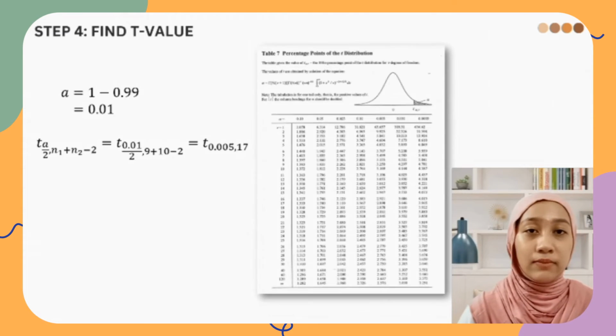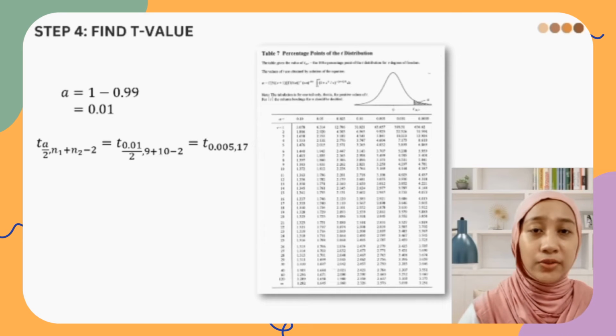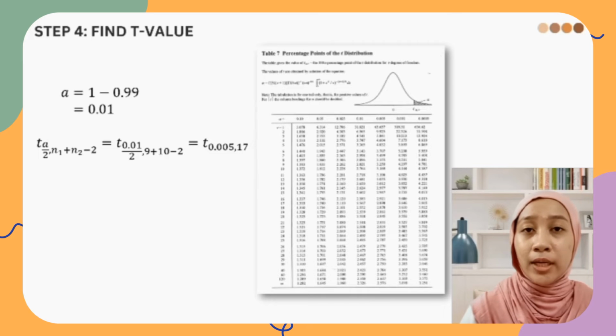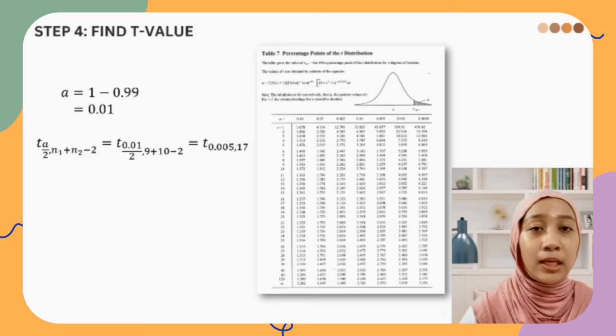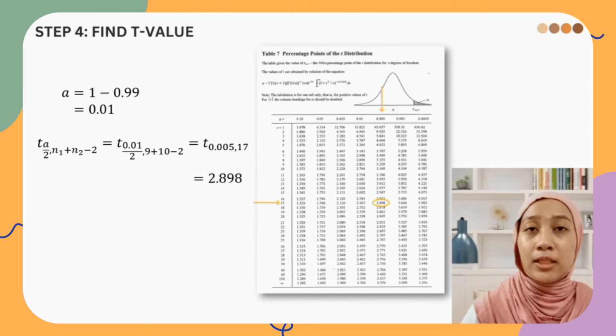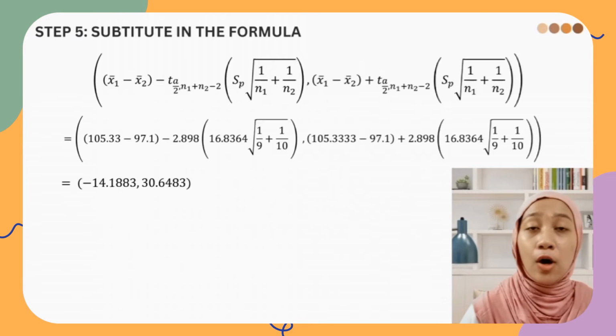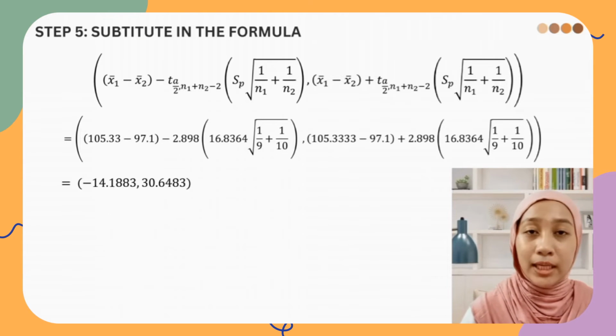Step 4. Find t-value. The question says to construct a 99% confidence interval. So alpha equals 1 minus 0.99 and we get 0.01. And substitute in the t distribution formula and get t 0.005 and 17. Next, use the table to find the t-value and we get 2.878. And the last step, substitute all the information into this formula. And the answer is negative 14.1883 and 13.6483.